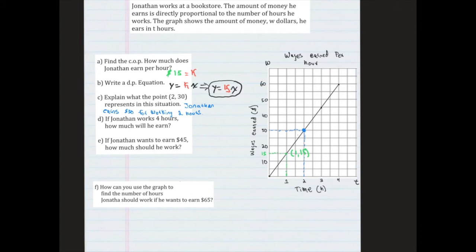Next is, if Jonathan works 4 hours, how much will he earn? Well, let's take a look. So we've got 4 here. If we go up to 4, that point is at 60. So he'll earn $60.